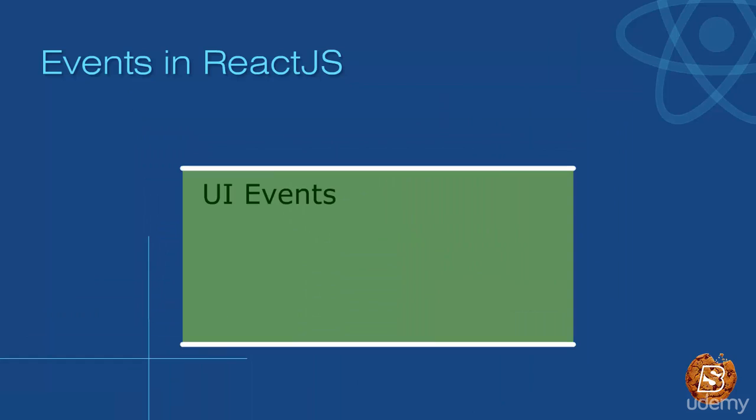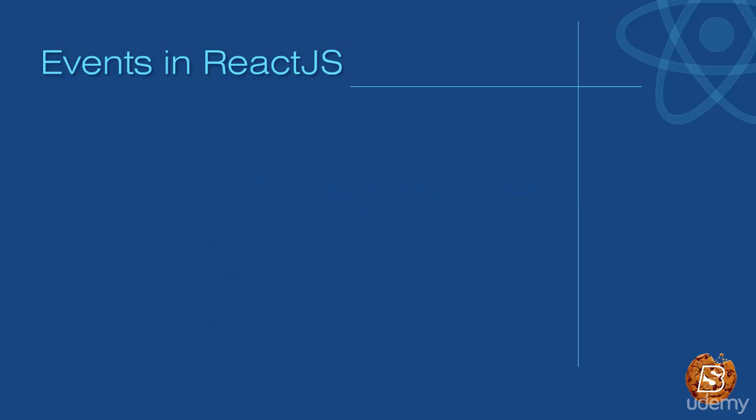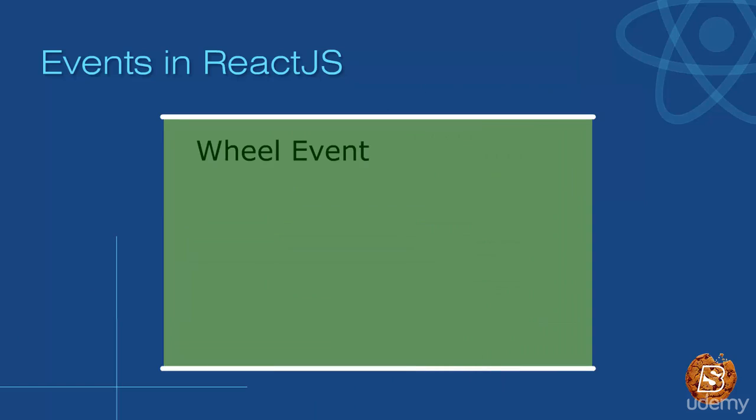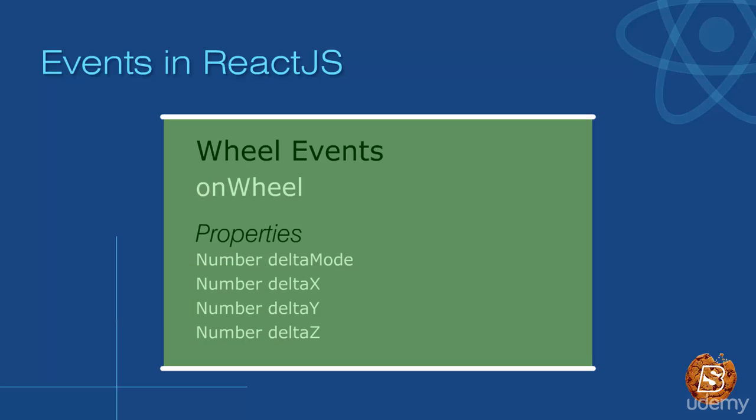Then UI events, we have onScroll. Wheel events, we have onWheel, and these are the properties associated with this event. So React basically normalizes events so that they have consistent properties across different browsers. The event handlers that we just now saw are triggered by an event in the bubbling phase. So these all were the events that are supported in React.js.